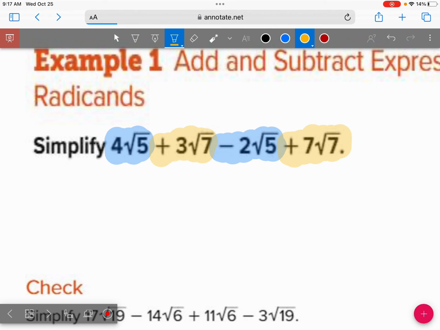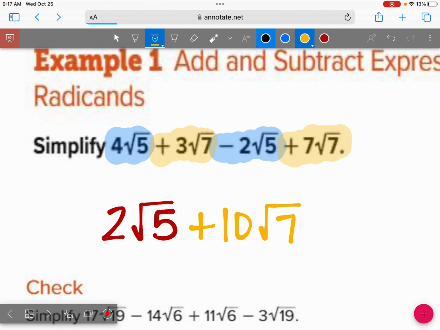So that would be a 4, 4, and a negative 2. What is 4 minus 2? 4 minus 2 is 2. So that would be 2 root 5. Now let's look at our yellow terms. I have a positive 3 and a positive 7. A positive 3 and a positive 7 would be a 10 root 7. And that would be your final answer.